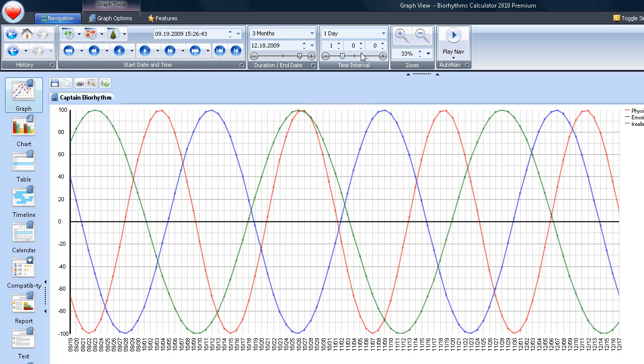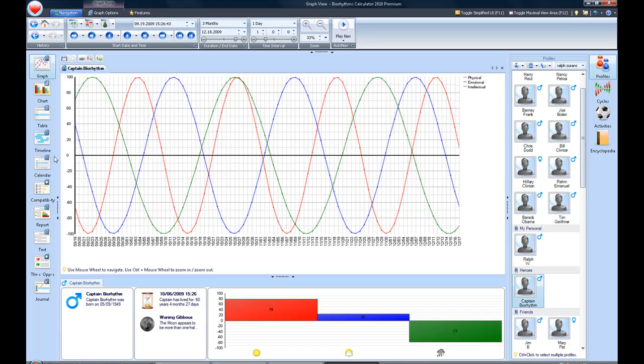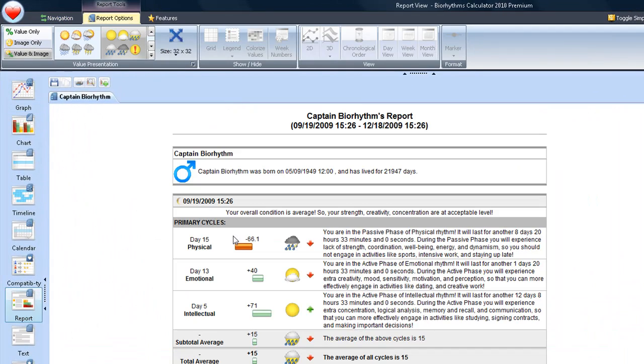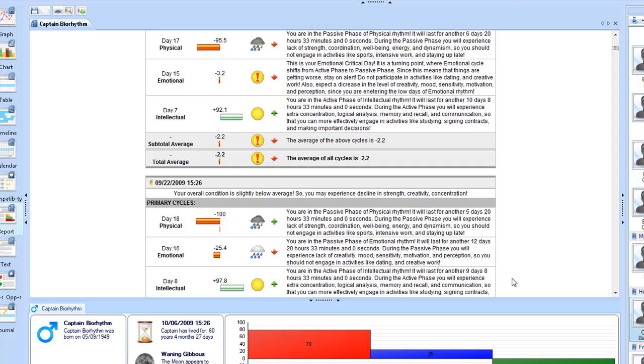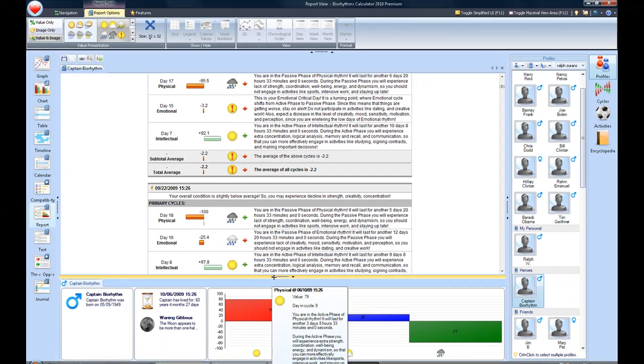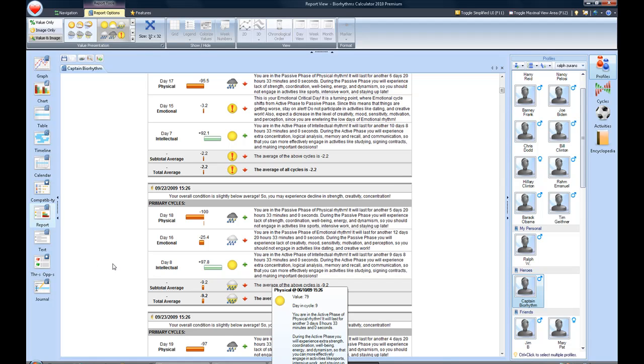And if you notice, when I change this, I can now go to the report, and in the report field it'll give me the information, and it'll go from 9/19 to 12/18, which is 3 months. This is how you control what you're going to see in this particular area. And then again, here you have the information about Captain Biorhythm. Most of the time I don't need to see that, so I'm just going to shrink this back down so that I can see more information.